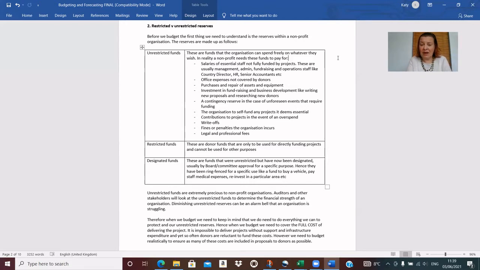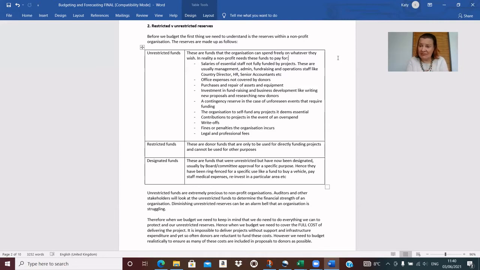The third category I've included here are designated funds. And designated funds are funds that have accumulated through unrestricted monies, but then we've decided that we must put them aside for a specific purpose. So for example, if we realise that we absolutely need a new vehicle for the organisation because perhaps our old fleet of vehicles is becoming old and unsafe, we may say, actually, we are going to designate a proportion of that unrestricted funds only for expenditure on a vehicle.